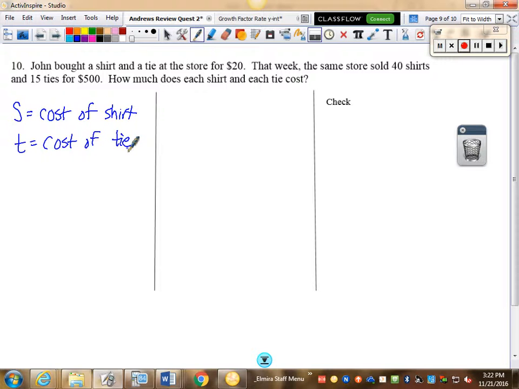Let's go back and reread the question, because the words say the equations in word form. John bought one shirt and one tie for $20. That's one of my equations.